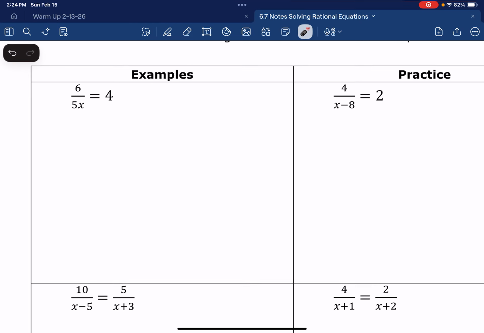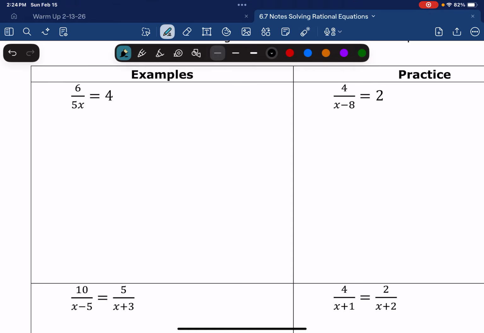Okay, so let's look at this first example. It says 6 divided by 5x equals positive 4. Now, hopefully you remember from your pre-algebra days that when you have one fraction equal to another fraction, and I can turn the number 4 into a fraction by putting it over 1, this is just a proportion. And to solve a proportion, all we need to do is cross multiply. So we multiply in one direction and then in the other direction and set those values equal to each other.